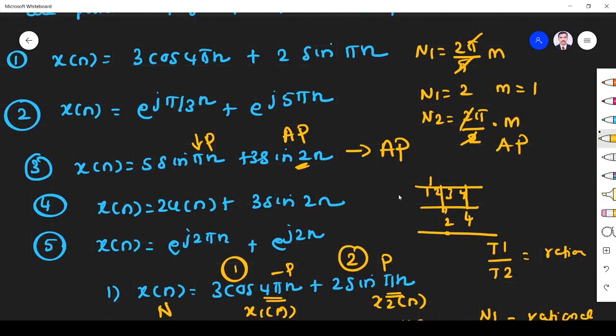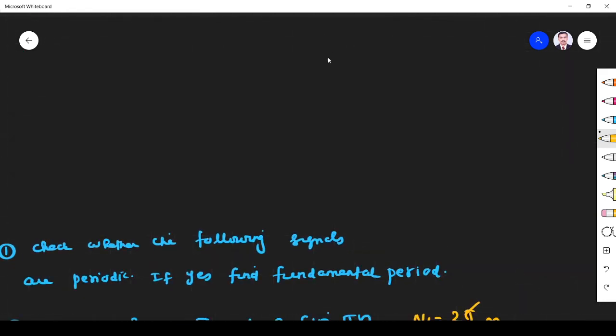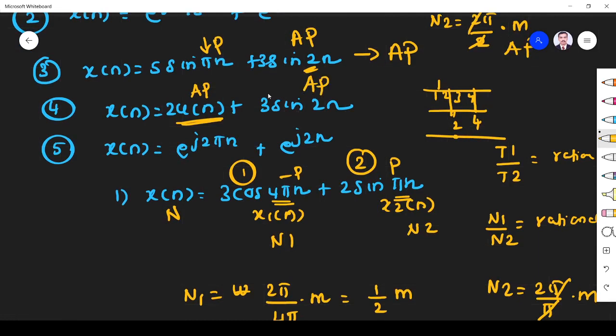Fourth one, you see 2u of n. u of n is a unit step. Surely it is aperiodic. Aperiodic plus periodic, it will be aperiodic only. So anyway, you check this 3 sin 2n. If you put 3 sin 2n, what is n? n is equal to 2 pi by omega. Omega is equal to 2, so pi m, it will never become an integer. n will not become an integer. So both are aperiodic only. So the result is also aperiodic. This is aperiodic, this is aperiodic. So the resultant signal is aperiodic.